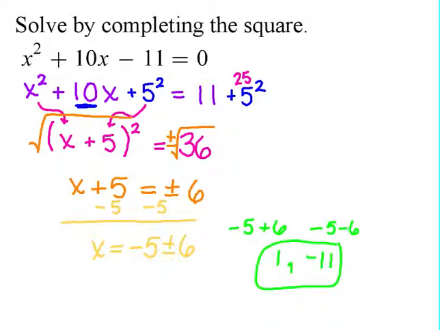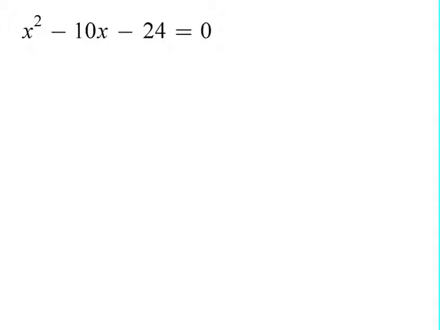Okay, so let's go and look at the next one. We're going to look at another one here. x squared minus 10x minus 24 equals 0. Move the 24 over. That's our first step. So I've got x squared minus 10x, I'm going to leave a space, equals 24.